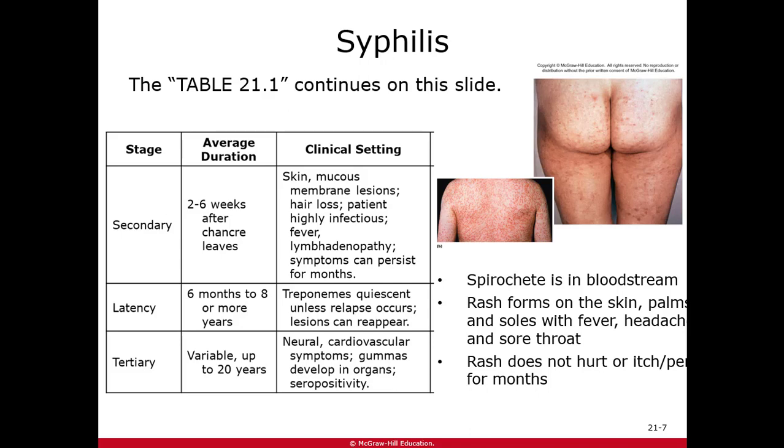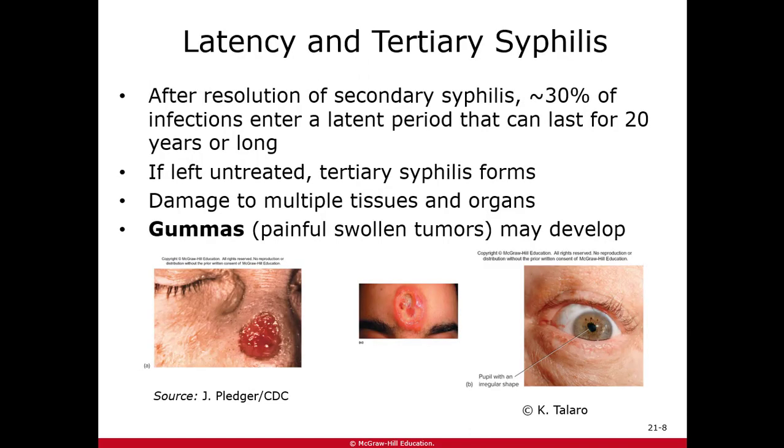It's the effects of all of the damage that they have done. So if left untreated, those tertiary symptoms can appear. Just some examples are the gummas, those painful swollen tumors, and a lot of times they show up on the face, where you generally don't want them to happen. But it can also damage even the pupils of the eyes. You can have pupils with irregular shapes.